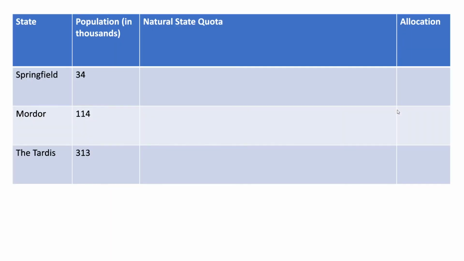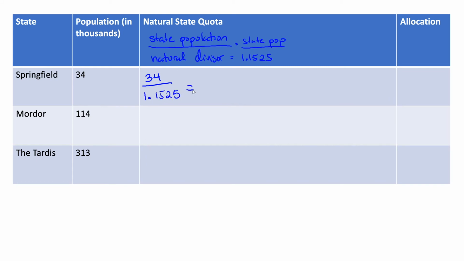Our natural state quotas are equal to the state population divided by the natural divisor. In this case, our natural divisor is equal to 1.1525. But that's only for this problem. For other problems, you'll have a different natural divisor. So what we do is take each state population. For Springfield, it's going to be 34 divided by our natural divisor of 1.1525, and we end up getting 29.5011, rounding to 4 decimal places.